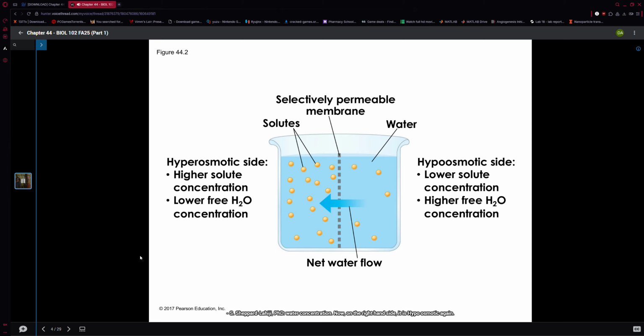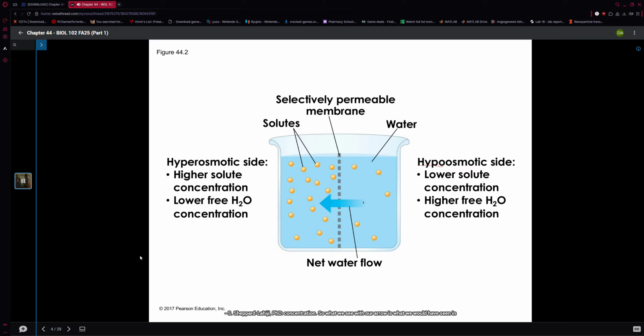Now, on the right-hand side, it is hypoosmotic. Again, osmolarity, we're thinking about the number of osmotically active moles of solute per liter of solution. Hypo, underproducing, just in the way that we thought about it for the endocrine system. So there's a lower amount of solutes on the right-hand side and a higher free water concentration.